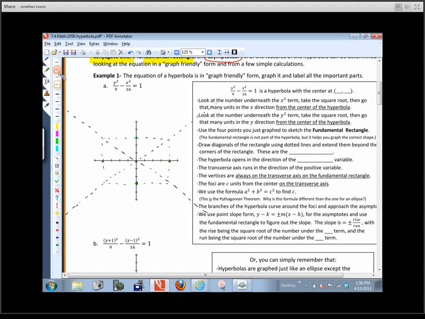Okay, and then I just need to know, well, where are these branches? These branches are going to run along these asymptotes, okay, and then curve around. The way we tell whether it opens up or down is which one is positive. So which one's positive here? Y is. So that means it's going to open in the y direction. Okay? Please don't confuse that with a parabola. A parabola is completely different. Okay? It's the negative sign on this in that formula that tells you which way it opens, up, down, left, or right, and it only opens one way.